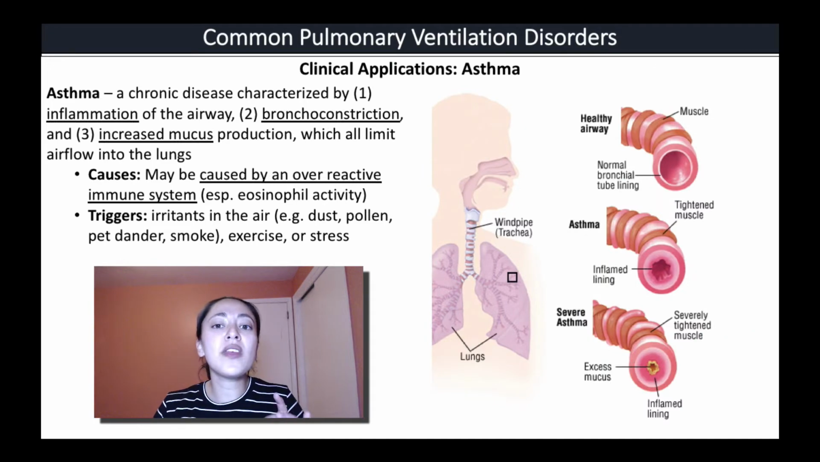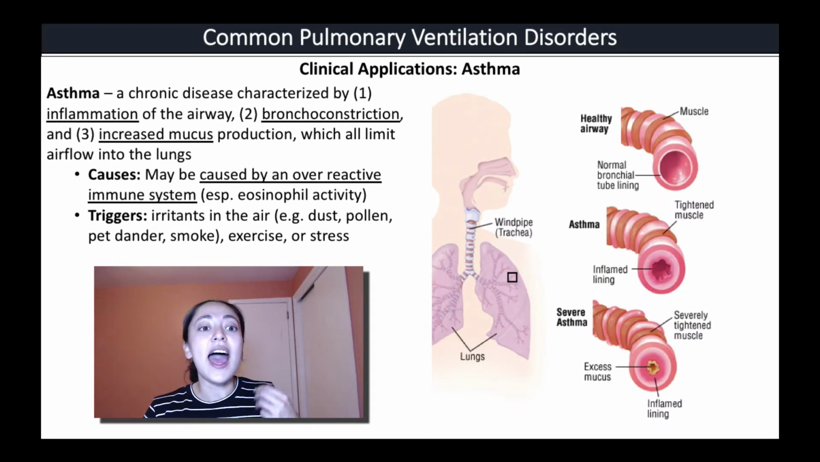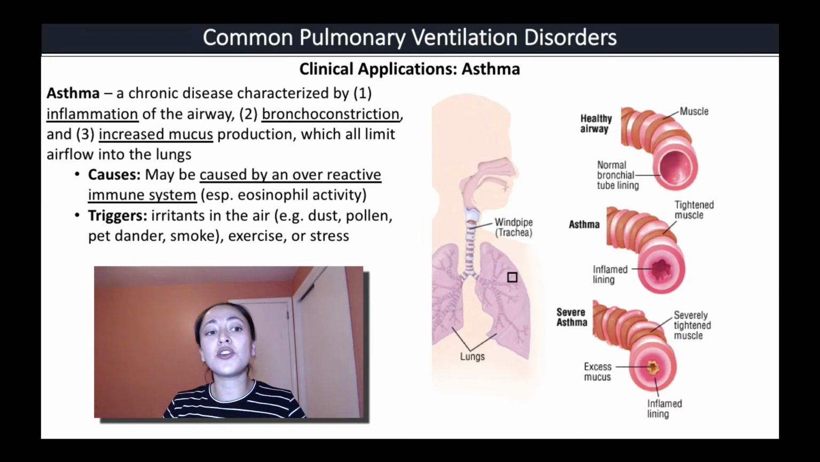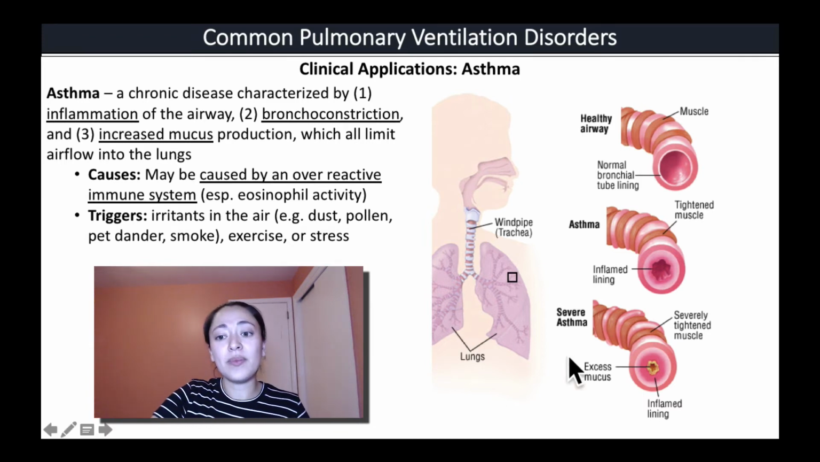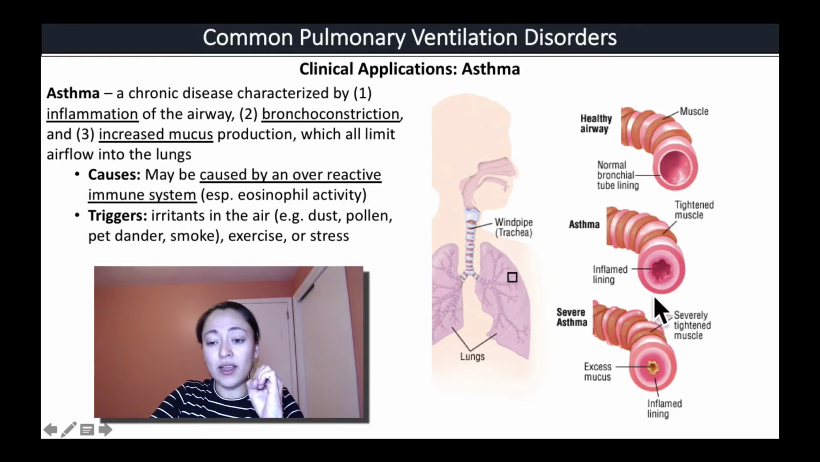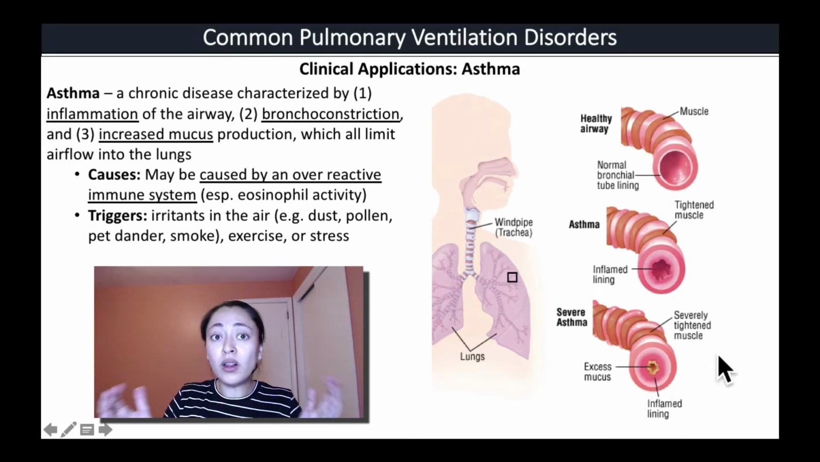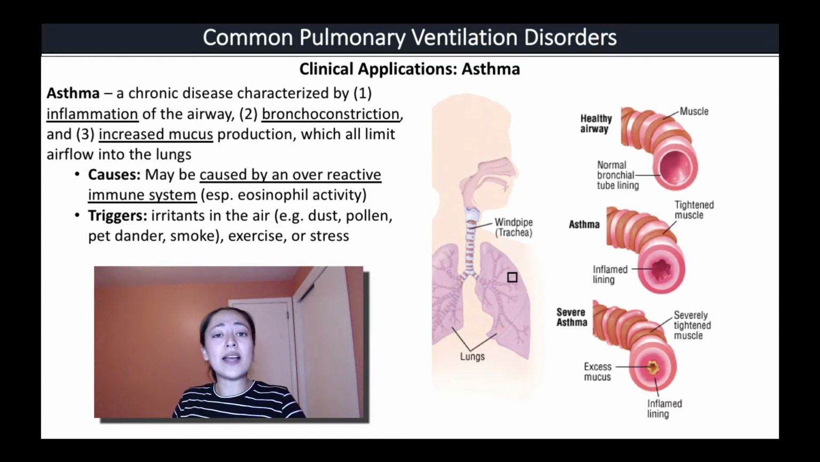The first disorder that we're going to look at is asthma. Asthma is a chronic disease characterized by three things. 1, inflammation of the airway. 2, bronchoconstriction of the airway. And 3, excess mucus in the airway, all of which limit airflow to the lungs. We're not exactly sure why some people develop asthma and not other people.